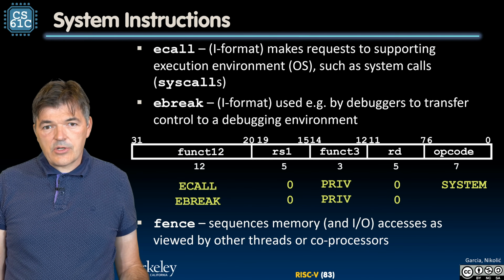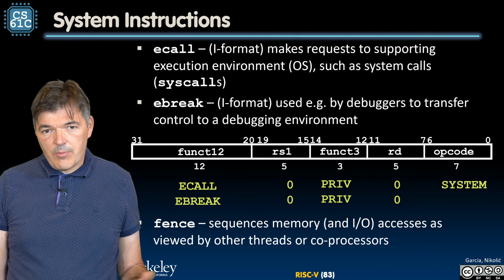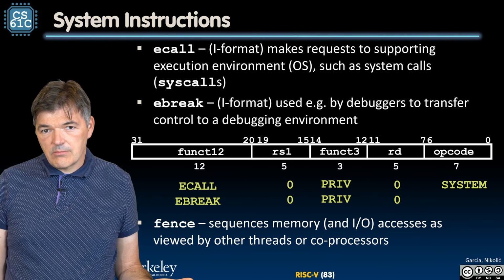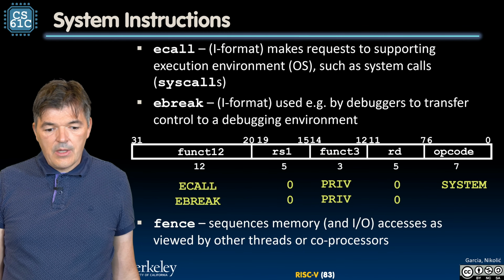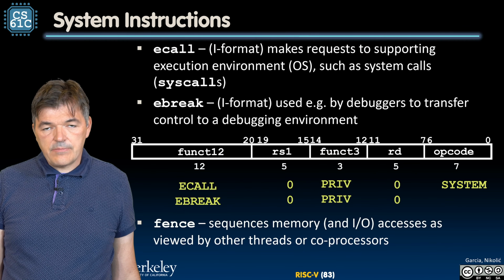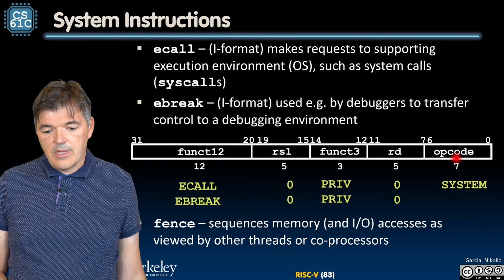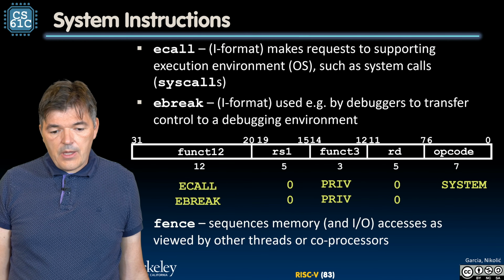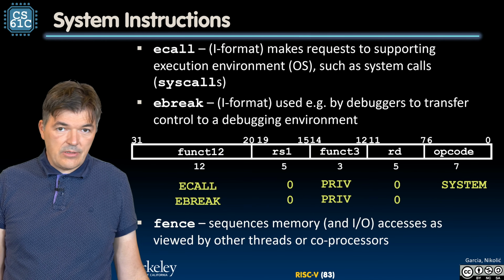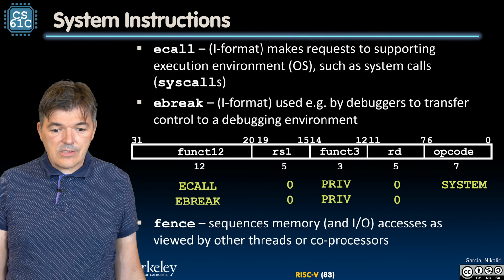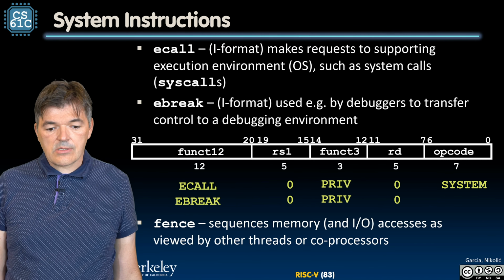There are a few more instructions in the base instruction set that we will not implement in this course, but sometimes they pop up in our assembly code, so it's a good idea to know what they are, so we're not surprised when we see them. We have ECALLs and EBREAKs. Both of them are of I format and share the same system opcode. An ECALL makes requests to the supporting execution environment, namely the operating system, such as system calls, which would be Linux syscalls.